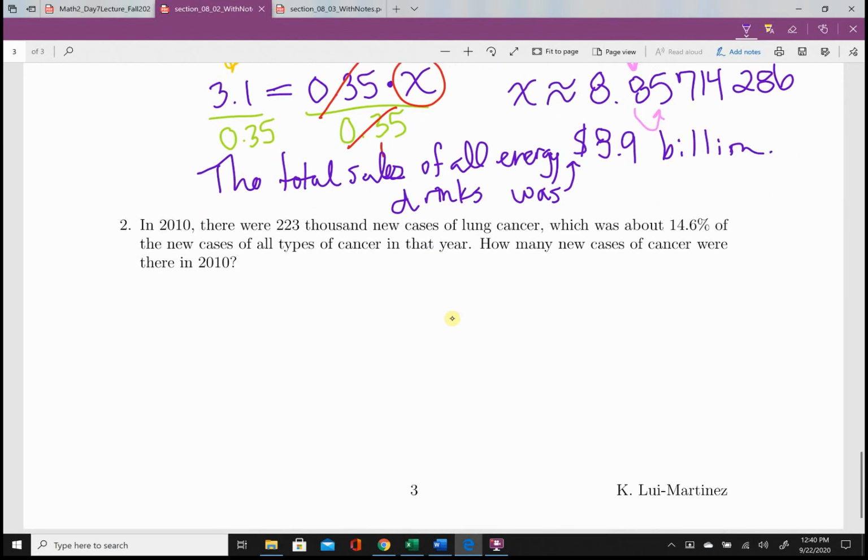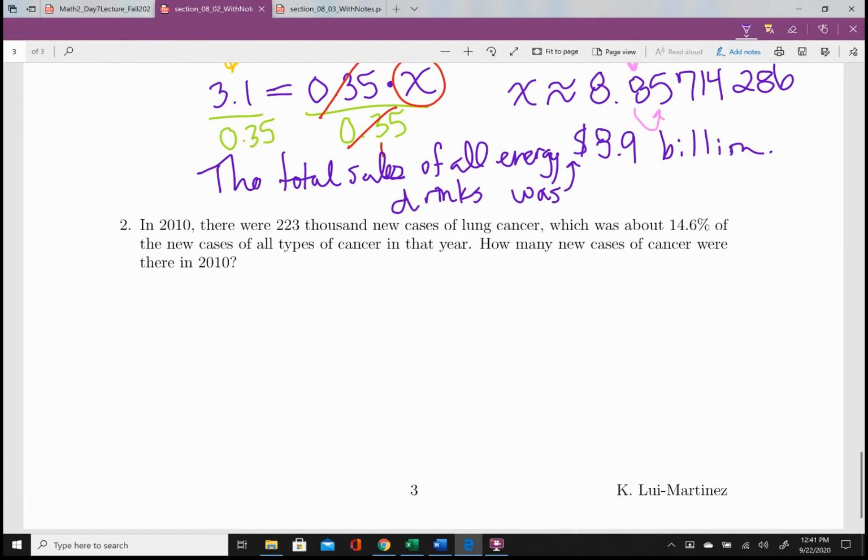Let's do this direct translation one more time, but with this other example here. It says in 2010, there were 223,000 new cases of lung cancer, which was about 14.6% of the new cases of all types of cancer that year. How many new cases of cancer were there in 2010?